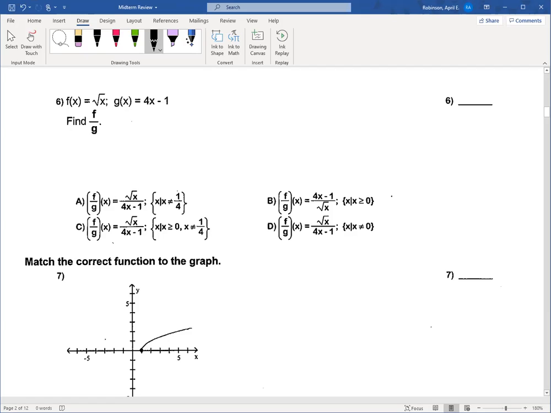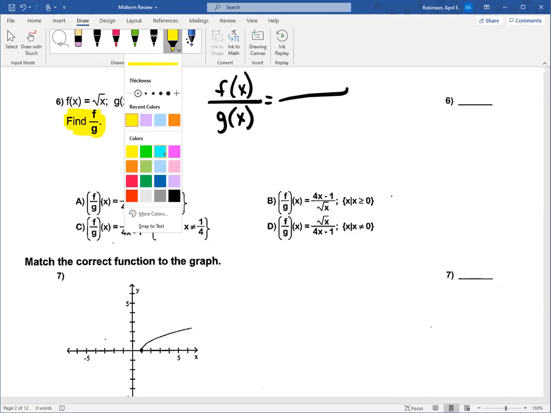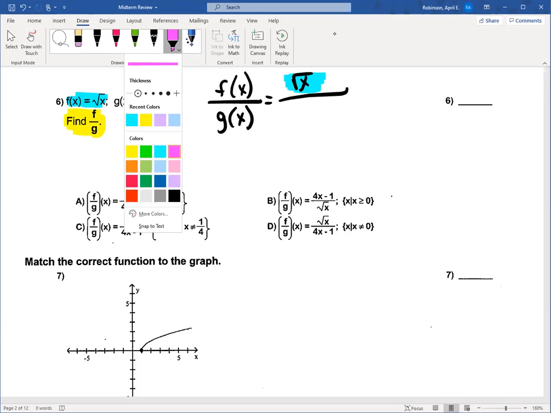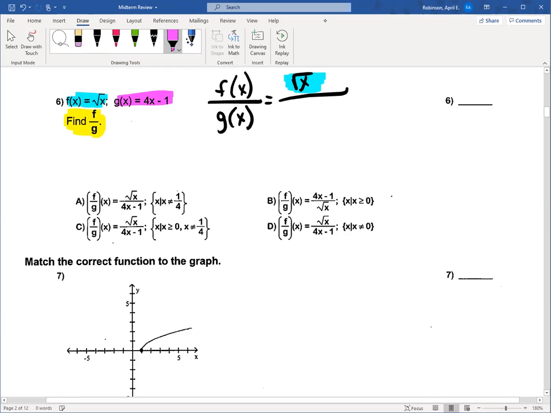Okay. f of x equals the square root of x. g of x is 4x minus 1. They want you to find f over g. So you're actually going to be taking f of x and putting it over g of x. And of course, f of x is the square root of x, so that's what's going to go here. And g of x is 4x minus 1, so that's going to be my denominator.